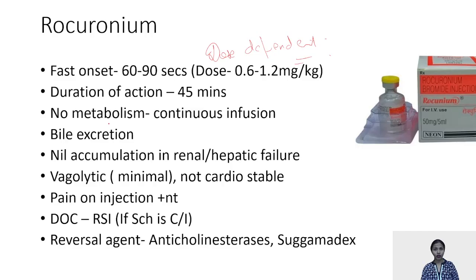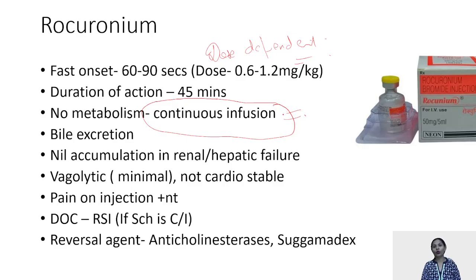Intermediate duration, that is why we don't prefer giving it in difficult intubations. It is the drug of choice for continuous infusions if needed because it does not have any metabolites. I repeat, this drug is preferred for continuous infusions because it does not give any metabolites. It is excreted through bile, and generally there is very little accumulation in renal and hepatic failure. Rocuronium is also not cardiostable and not recommended in cardiac surgeries.